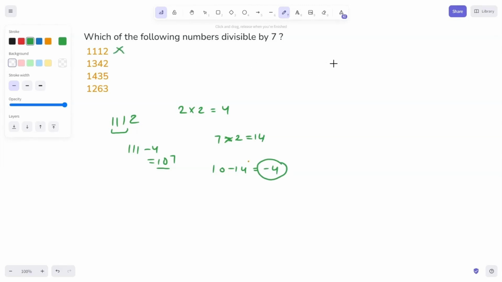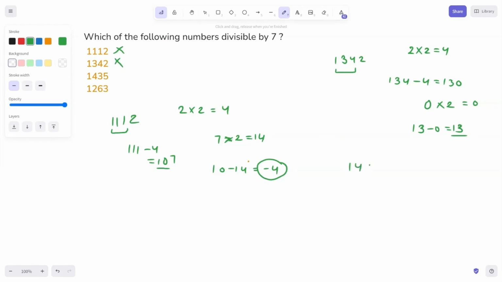Okay, now let's apply the rule on the second option, which is 1342. The last digit is 2, so double the last digit, which equals 4. The remaining digits are 134. We subtract 4 from the remaining digits, which equals 130. Now the number is still long. The last digit is 0, and doubling it equals 0. So 13 minus 0 equals 13, and 13 is not divisible by 7. So our second option is also not correct.